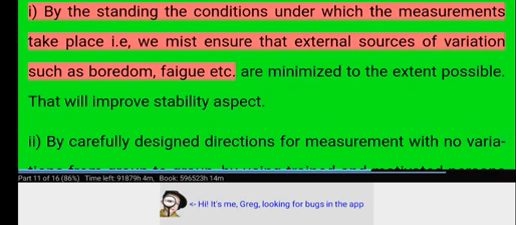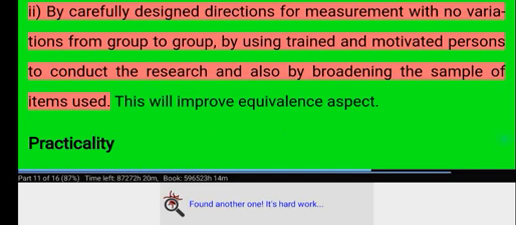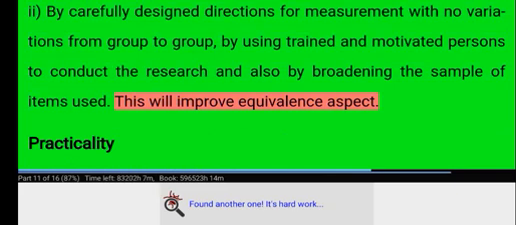By standardizing the conditions under which the measurements take place, i.e., we must ensure that external sources of variation such as boredom, fatigue, etc. are minimized to the extent possible. That will improve the stability aspect. By carefully designed directions for measurement with no variations from group to group, by using trained and motivated persons to conduct the research and also by broadening the sample of items used. This will improve the equivalence aspect.